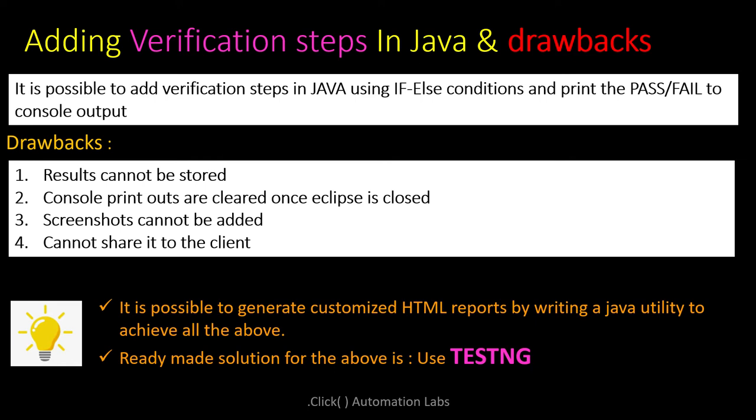Now there are a few things you can achieve in Java too. You need to extend your code and write some utilities in Java to capture pass or fail along with screenshots. That is like enhancing your automation framework to generate HTML files. But that's an additional thing you need to develop, and you need to spend a lot of time, and it also needs some expertise. To overcome all this, there is a ready-made utility available called TestNG. Now we are going to discuss more about TestNG.